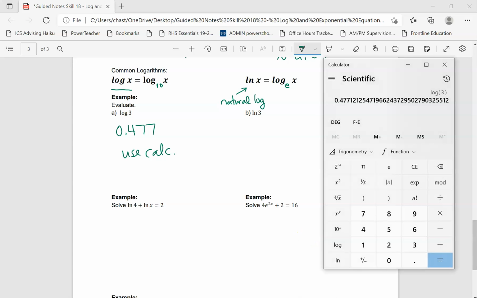For the next one, natural log of 3, I hit 3, and then I hit the natural log button, which looks like ln. Now again, sometimes you have to type the natural log button first and then hit the 3. Notice I get 1.099.